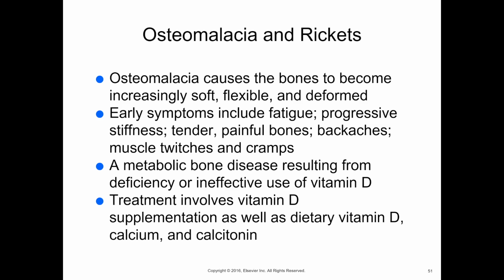These are essentially the same condition. They're both related to vitamin D deficiencies. Osteomalacia is the form of this in the adult, and rickets is the form of this in the child. You end up with softened bone.